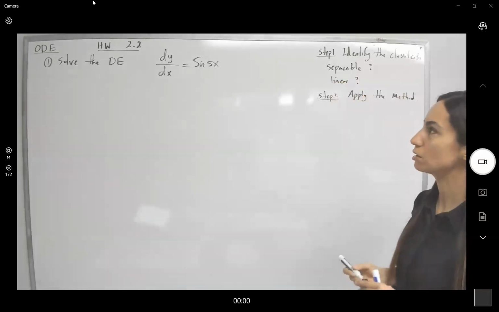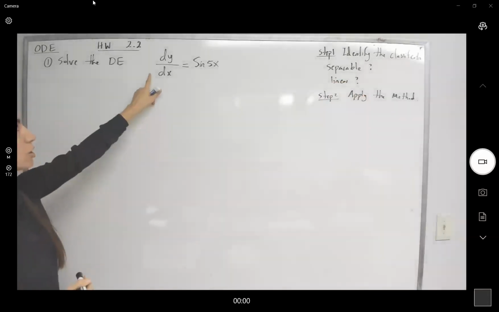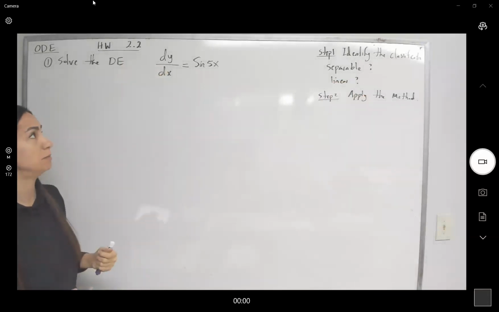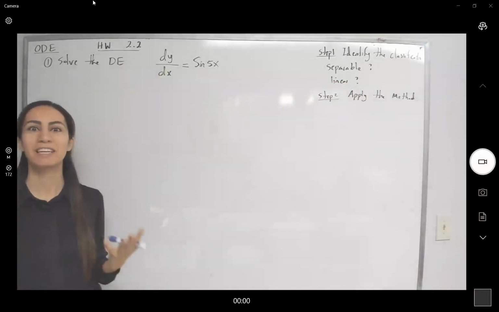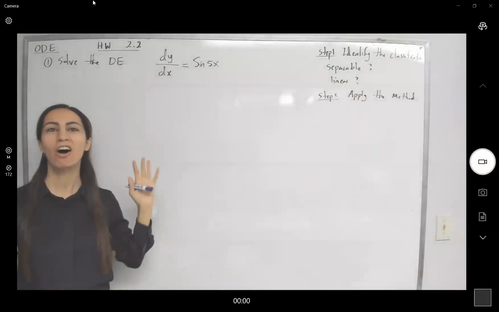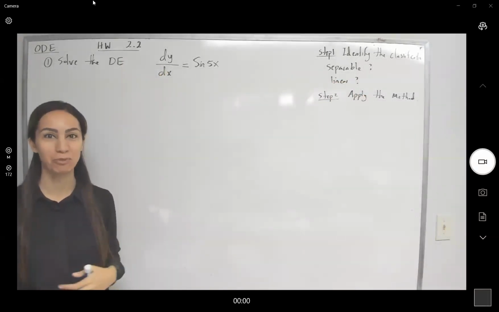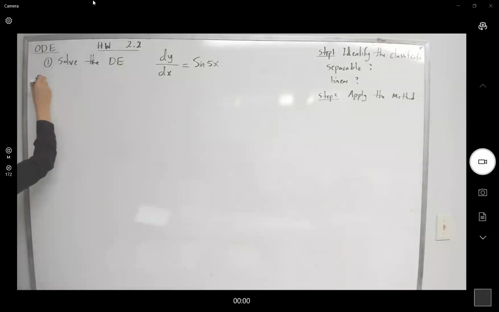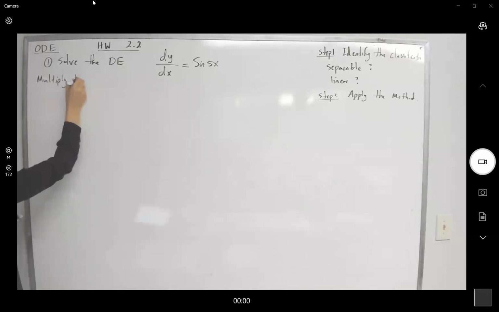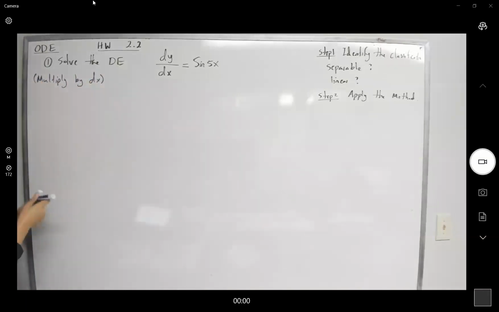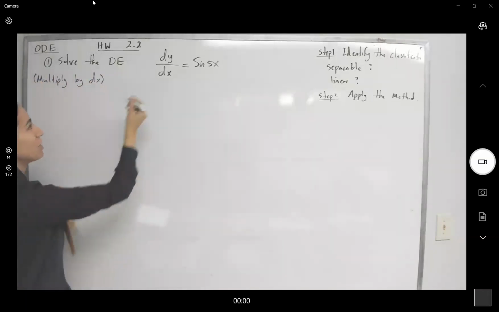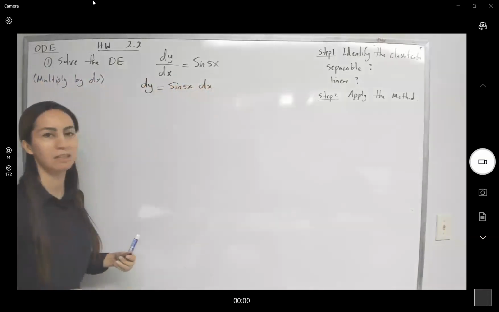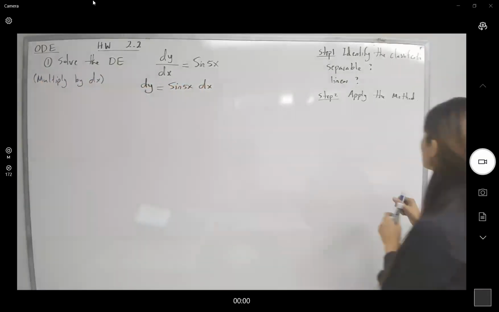Very good. So let's take a look at this differential equation. On the left-hand side, you have dy divided by dx. On the right-hand side, you have sine of 5x. If it's separable, it means that we can separate the dx, dy's, and their expressions in x and y from each other. Do a simple algebra. Multiply by dx. So what you're going to see, you have dy equals sine 5x dx. Is it separable? Yes.